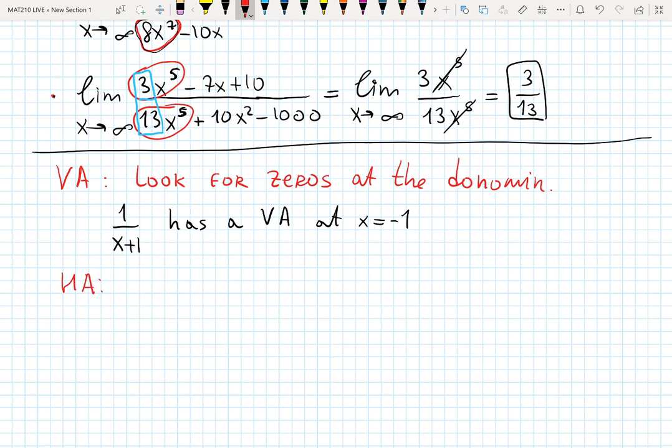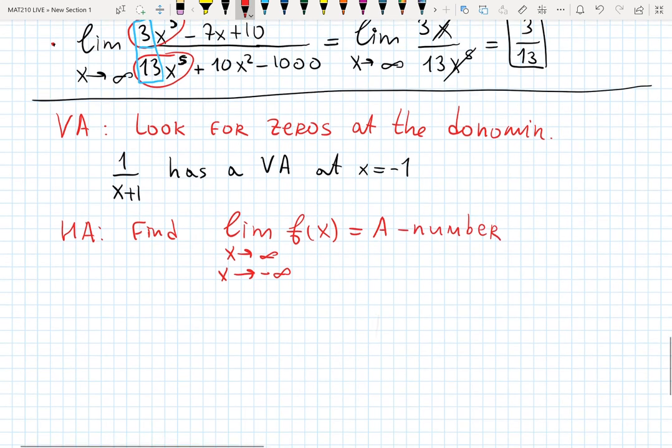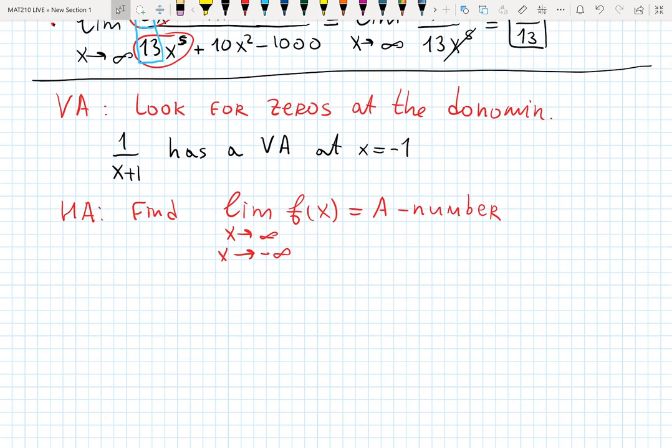For horizontal asymptotes, find the infinite limit. Send your x really, really far to the right or really, really far to the left and see what's going to happen. If the answer is infinity, that's one case. If the answer is some kind of number, let's call it a, that indicates that the graph of the function is stuck at some number.